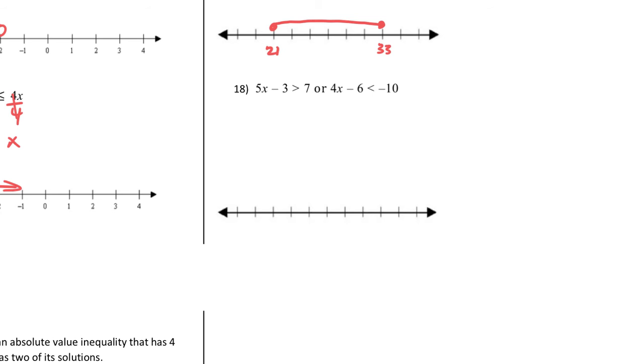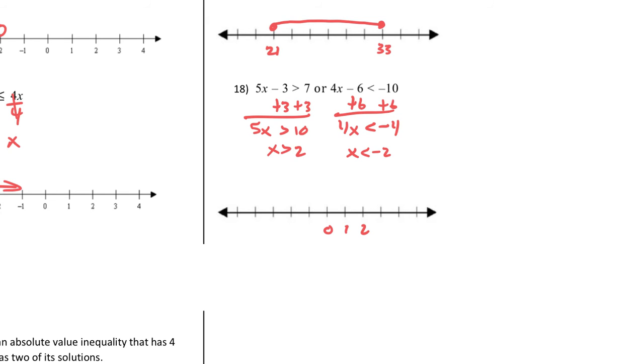Number 18. We got to add 3, and we get 5x is greater than 10. So x is greater than 2. And add 6, so 4x is less than negative 4. So x is less than negative 2. So we can do 0, 1, 2, negative 1, negative 2. It's smaller than negative 2 with an open circle, and it's greater than 2 with an open circle.